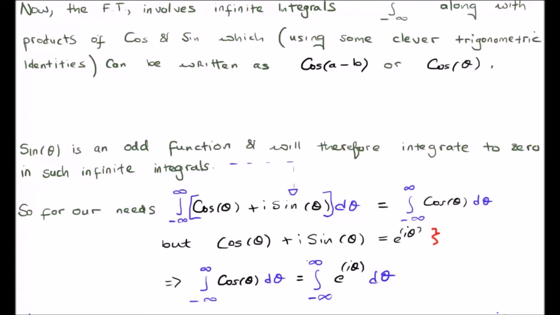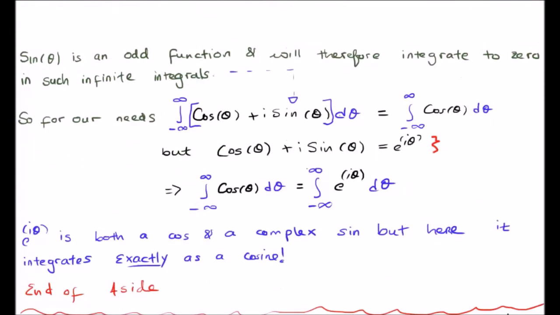This means that inside the Fourier transform integrals, we can go from having a single cosine, or integrating our cosine, to integrating e to the i theta. So when I say theta here, by the way, I really mean cosine of A minus B, which came from having cos A and cos B and sine A sine B. Of course, once again, we will see that later on when we try and derive the Fourier transform proper. The reason it's useful to go from using the trigonometric function cosine to complex exponentials is that complex exponentials are very easy to manipulate. So the point here is that e to the i theta is both a cosine and a complex sine. However, inside the Fourier transform integrals, it integrates exactly as a cosine.